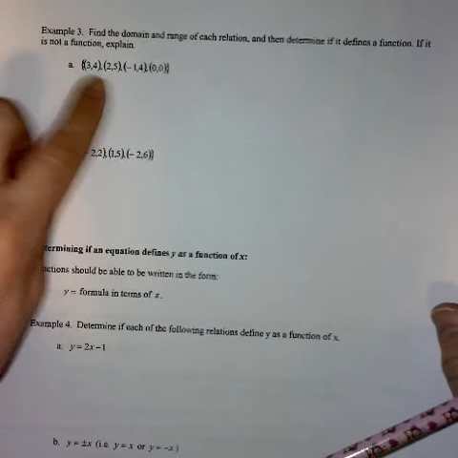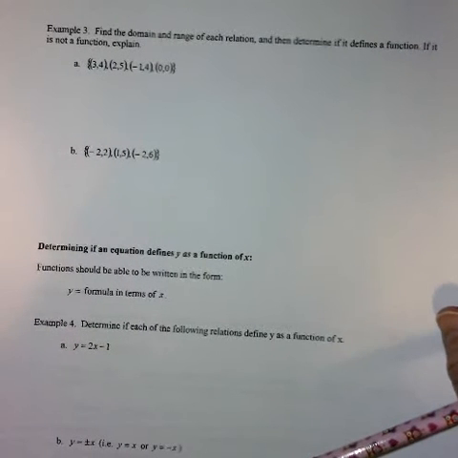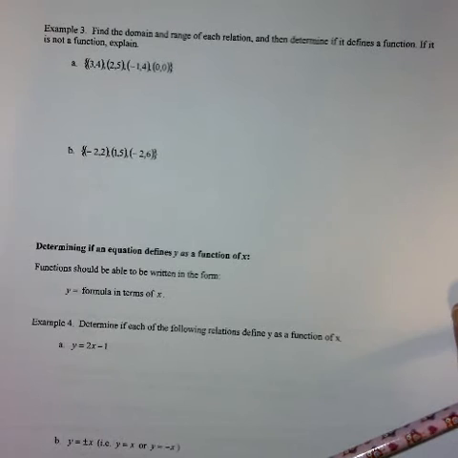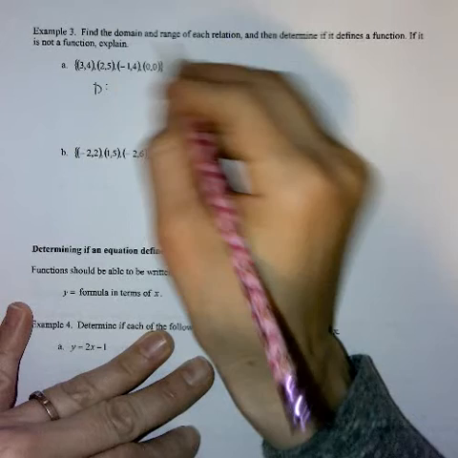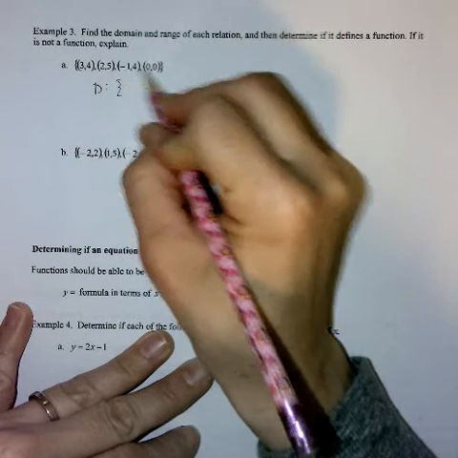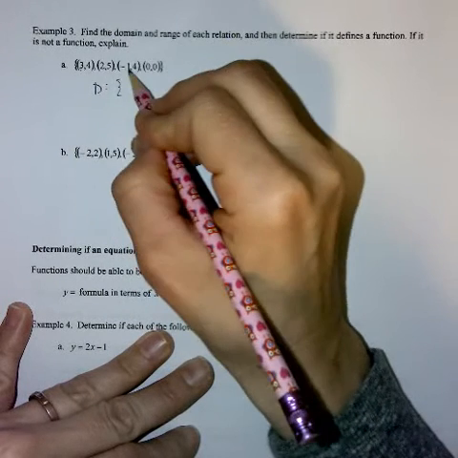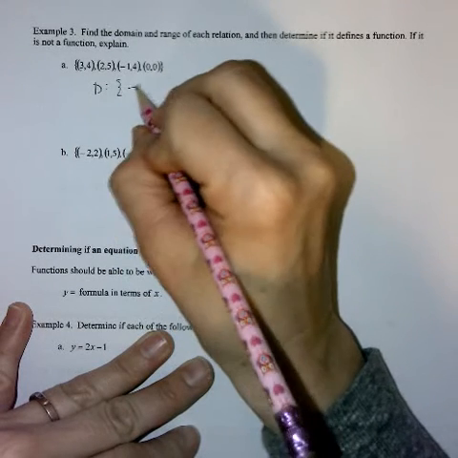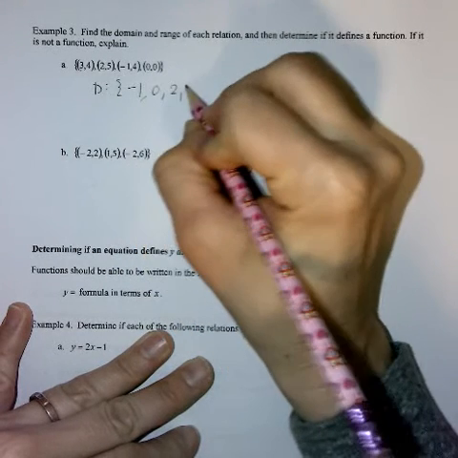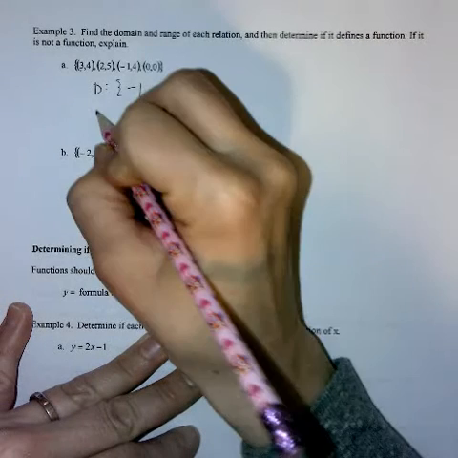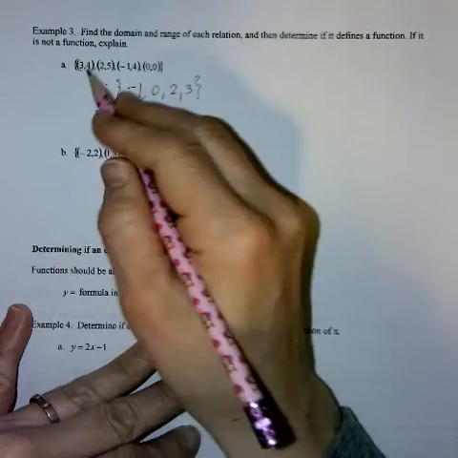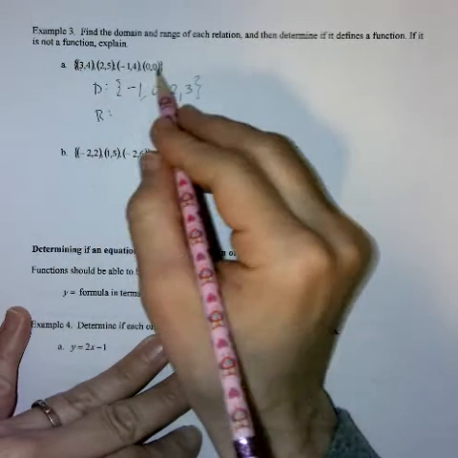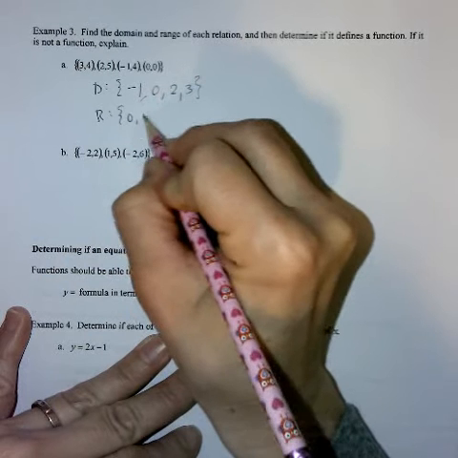The next example just has some ordered pairs. So we're going to determine if these are functions. The domain and range for a list of ordered pairs is really easy. The domain is just the set of inputs, or x coordinates. So 3, 2, -1, and 0. I like to put them in order. And then the range is the y's, 4, 5, 4, and 0. 4 is in there twice. You don't need to write it down twice. So it would be 0, 4, 5.